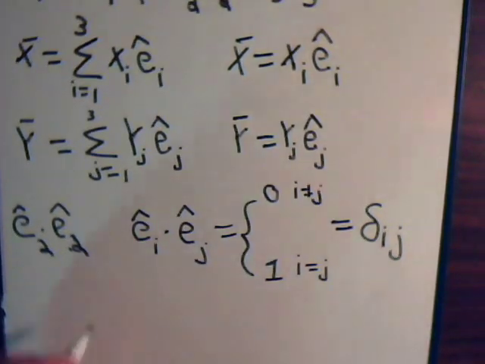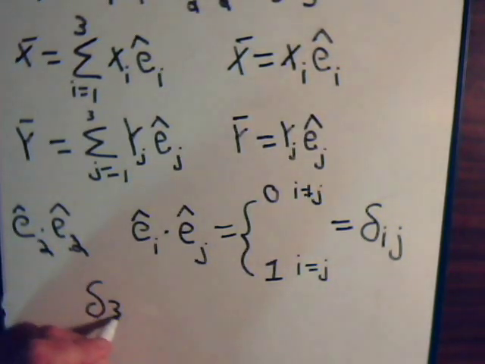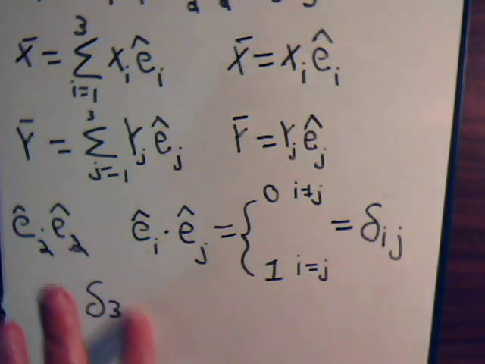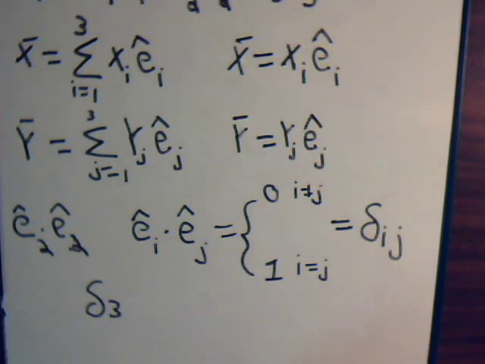So Kronecker delta 3, 3, that's 1. But if I have 3, 1, then that's 0. They have to be matching to give us a value of 1. If they're not matching, then it's 0.